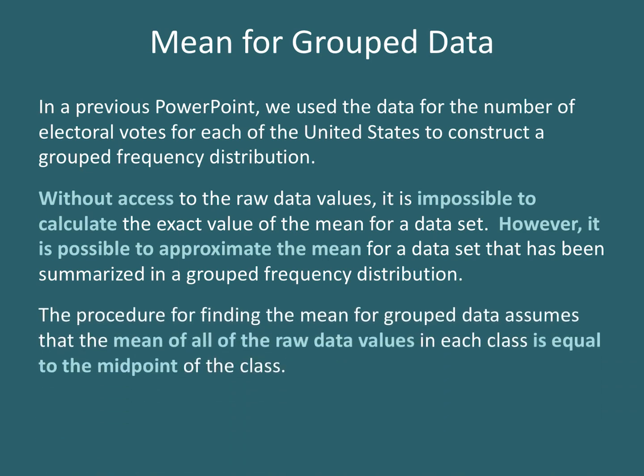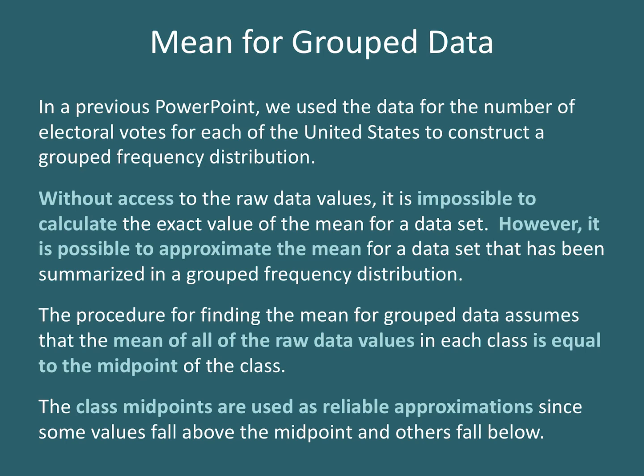The procedure for finding the mean for grouped data assumes that the mean of all the raw data values in each class is equal to the midpoint of the class. The class midpoints are used as reliable approximations, since some values fall above the midpoint and others fall below.